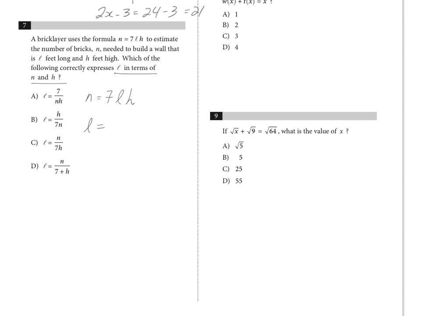So to get L by itself, we have to divide both sides by 7H so that they cancel. And then we divide this by 7H, and there's our answer. L is equal to, because the L right here is by itself, L is equal to N over 7H. And that is C.